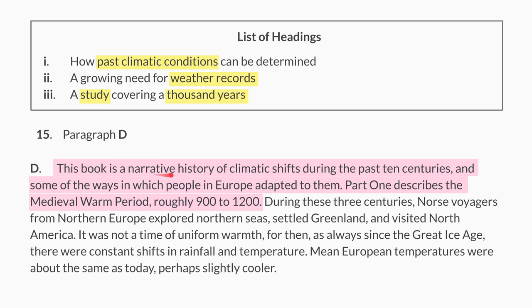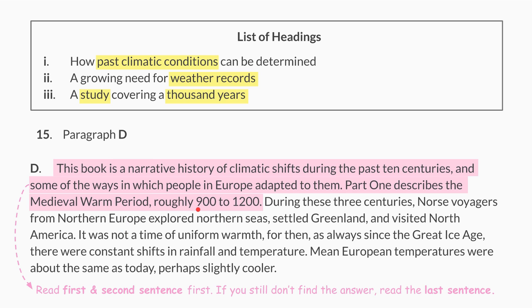This book is a narrative history of climatic shifts during the past 10 centuries and some of the ways in which people in Europe adapted to them. Part 1 describes the medieval warm period, roughly 900 to 1200.